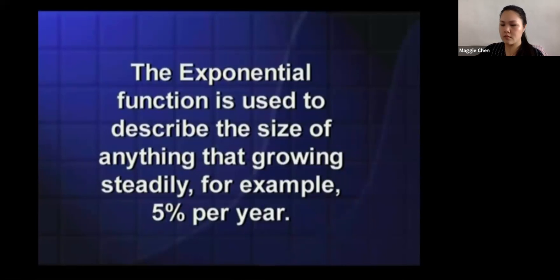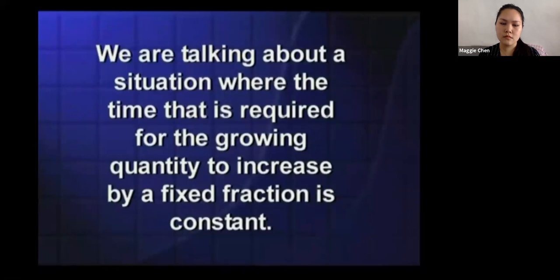If you had something growing 5% per year, you'd write the exponential function to show how large that growing quantity was year after year. And so we're talking about a situation where the time that's required for the growing quantity to increase by a fixed fraction is a constant. 5% per year, the 5% is a fixed fraction, the per year is a fixed length of time. Now that's what we want to talk about, it's ordinary, steady growth.